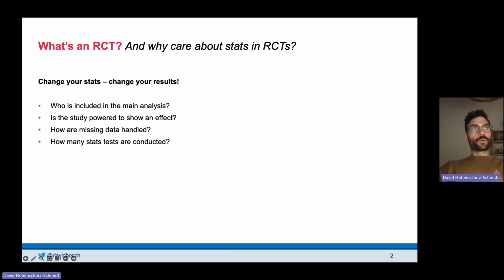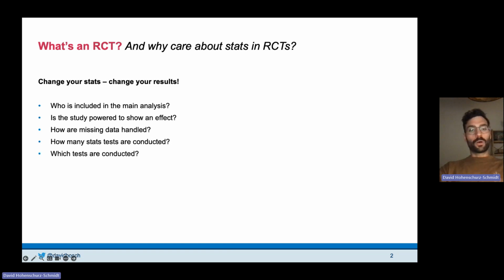Then there's the issue of what we call multiplicity. So how many tests do you conduct? How many statistical tests do you run? As we'll learn later, the more you test, the more likely you are to find something.